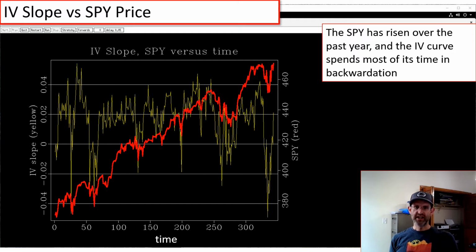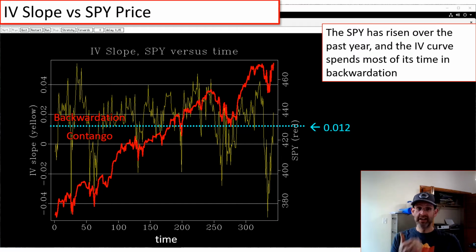Here I'm plotting a year of IV slope data in yellow versus the SPY daily price in red. This year has been a very strong bull market, and you'll notice that the IV slope is typically strongly positive, about plus 0.02. The IV slope sometimes goes negative, and this correlates with times of heightened volatility.